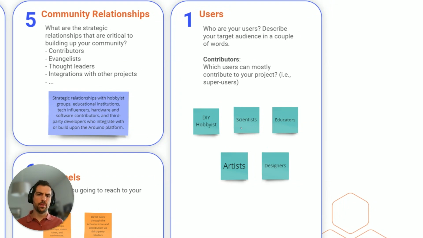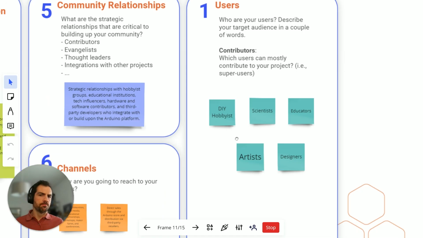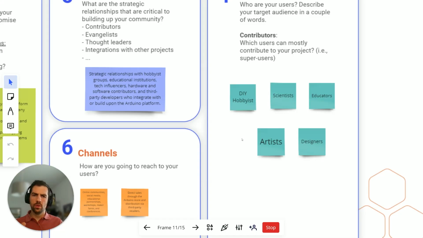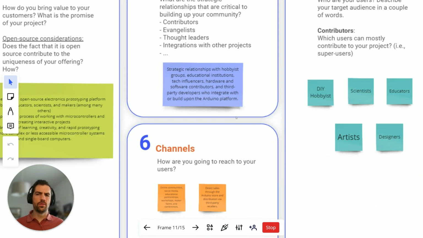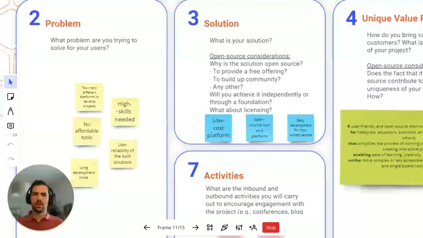So remember, we have the hobbyists, the scientists, the educators, artists, and designers. You need to think of who could be a potential contributor. Maybe in this case, for Arduino, a potential contributor would be the scientist, the hobbyist, not fully career, but maybe it's worth considering that.